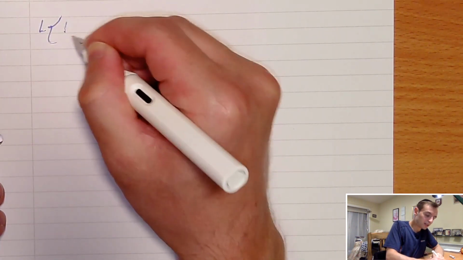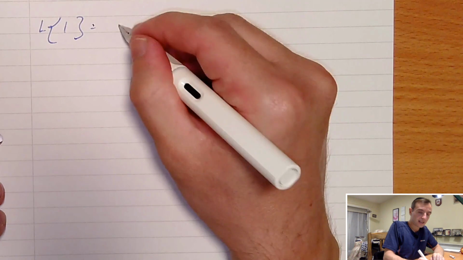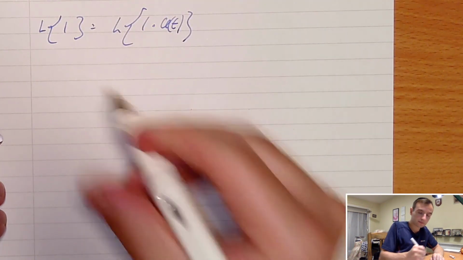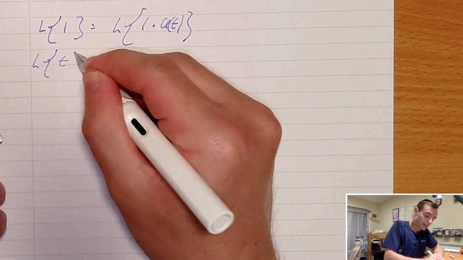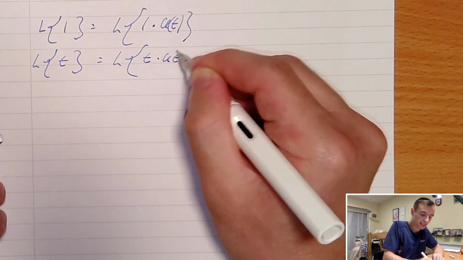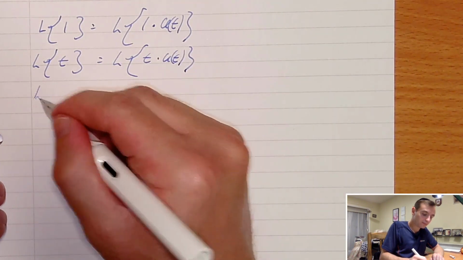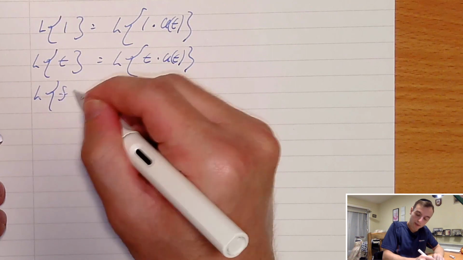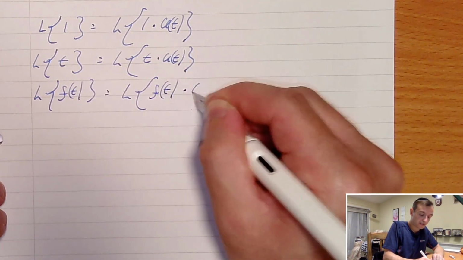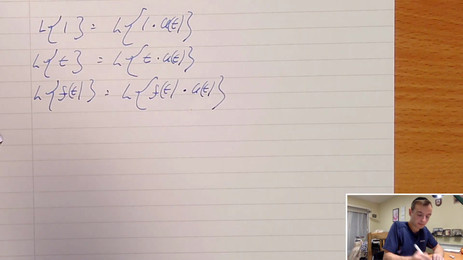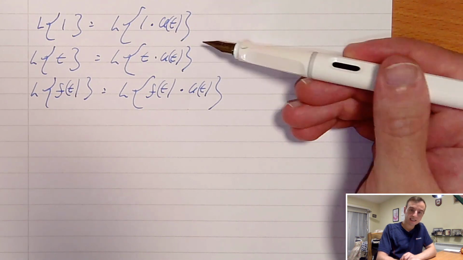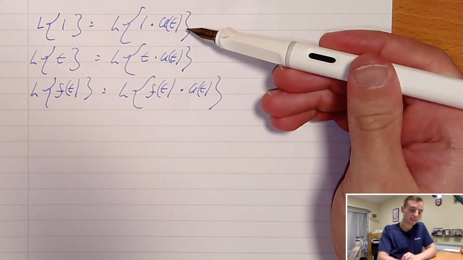But let's consolidate that. If we have the Laplace transform of 1, that's going to be equal to the Laplace transform of 1 times u(t). If we have the Laplace transform of t, that's exactly the same as the Laplace transform of t times u(t). If we have the Laplace transform of f(t), that's going to be equal to the Laplace transform of f(t) times u(t). And the point is that we can say this just by our understanding of the definition of u(t).